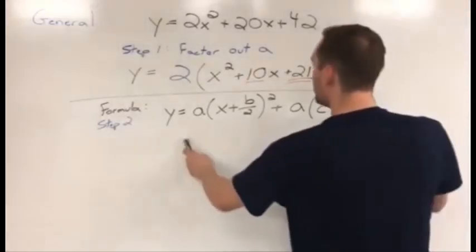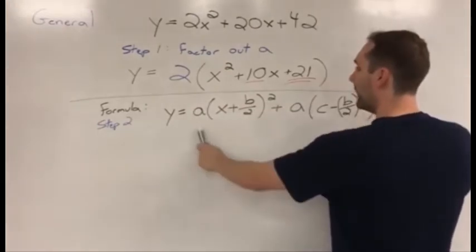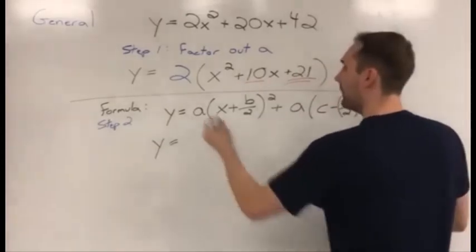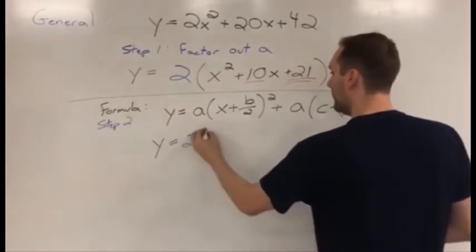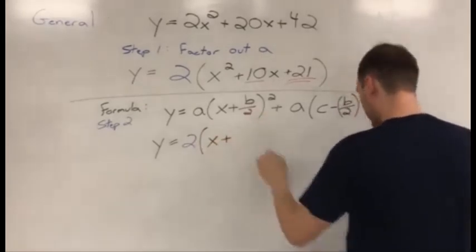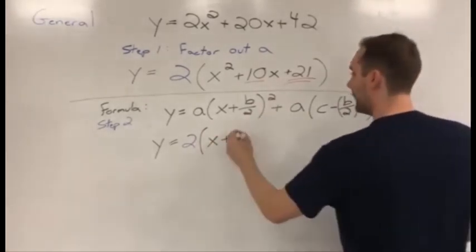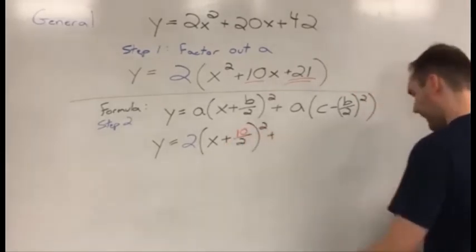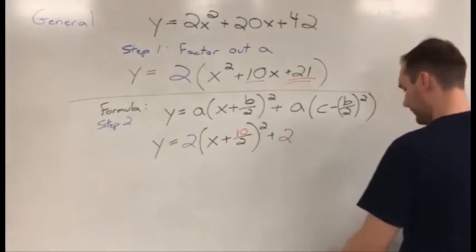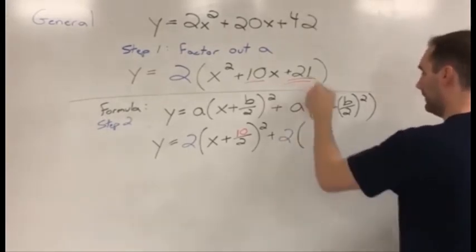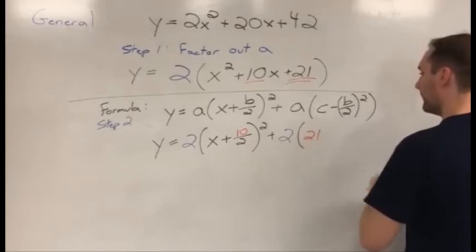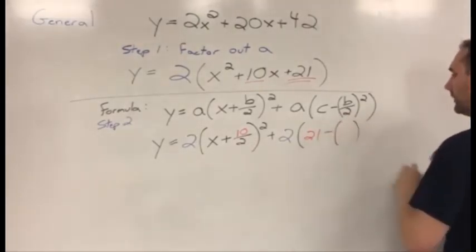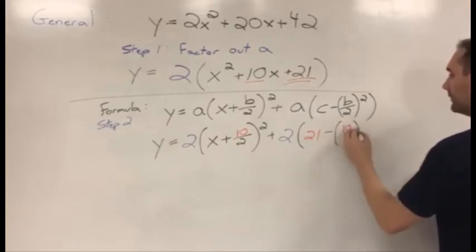Alright, now for step 2, I just need to take my new parabola here and plug it right into my form. So I'll have y equals a, which I found to be 2, times x plus b over 2, where b is 10. So 10 divided by 2, squared, plus a, and again a is 2, times c, which is 21, minus b over 2 squared. So, 10 over 2 squared.